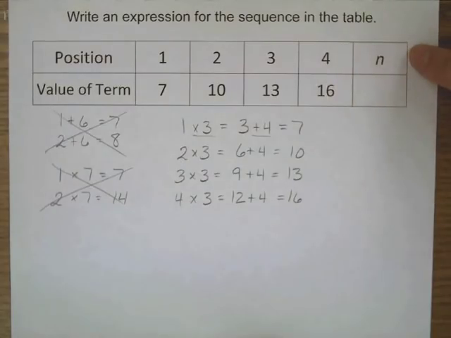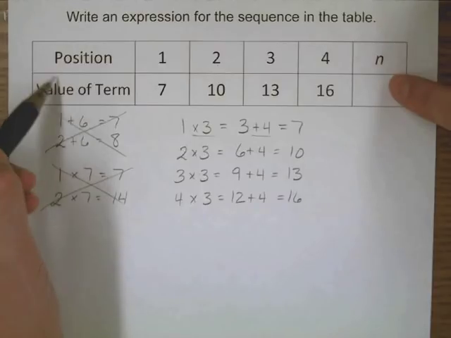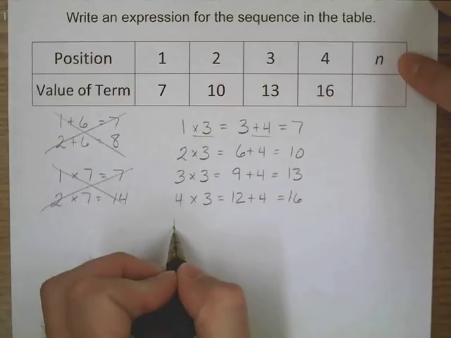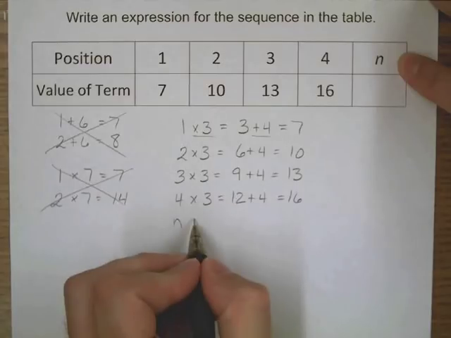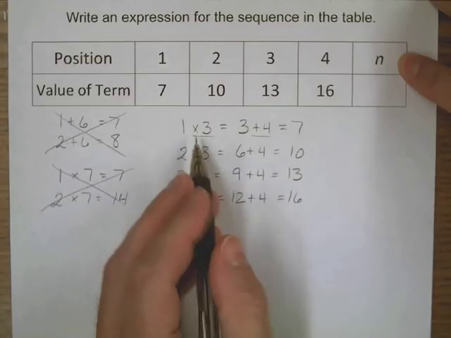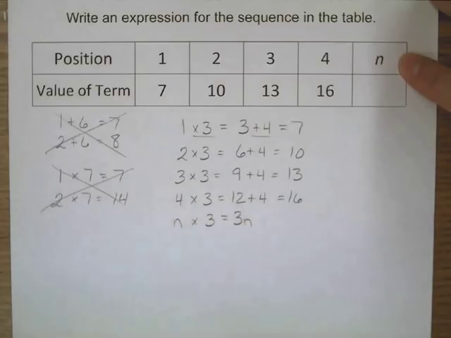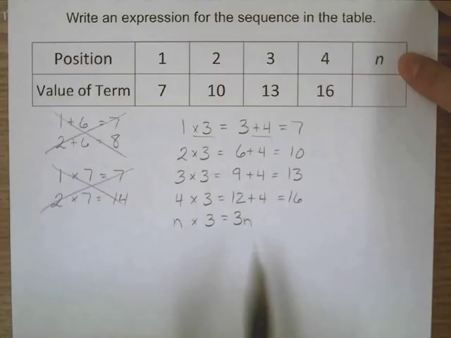Our final spot we need to look at is n, this variable. Whatever the position is, I want to be able to figure out what the value of the term is. So I'm just going to use n as my next position, because n, even though it's a variable, is still just a number. So n, and I multiply it by 3 just like all the other times. And I can write that as 3n. You'll see that sometimes, with a 3 right next to a variable. That means there's a multiplication between those two.